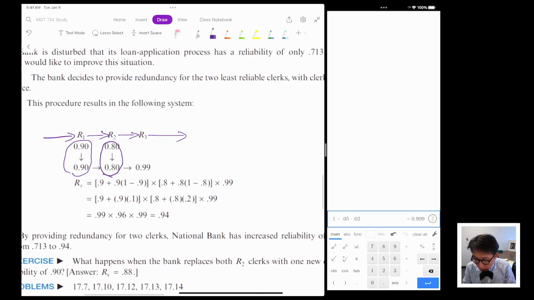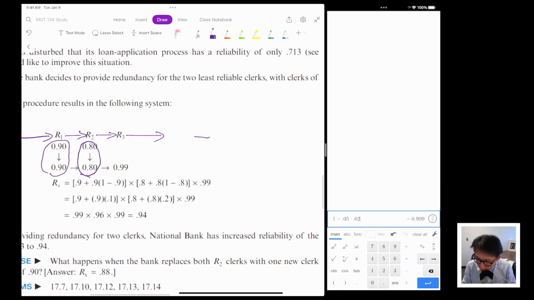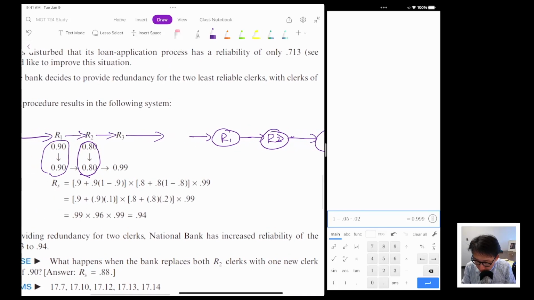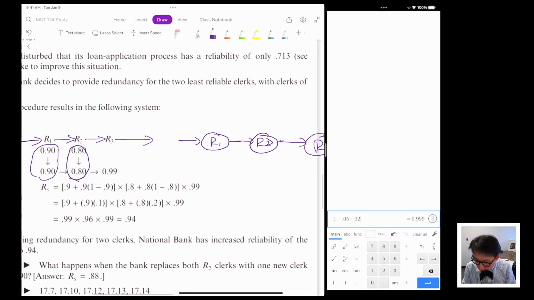at a time. Because overall you're looking at a series system with R1 and with R2 and with R3. This is your overall design, so you just have to figure out what is the reliability of R1 first, and R2 next, and then R3.